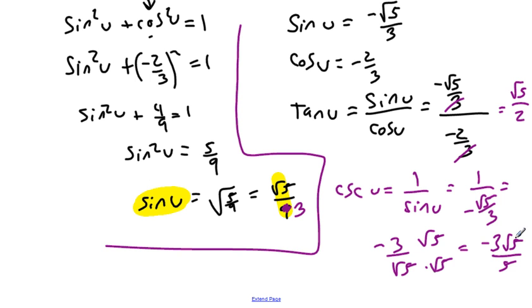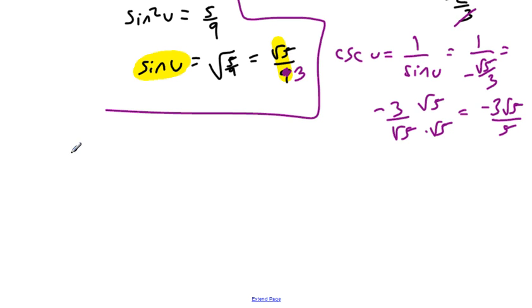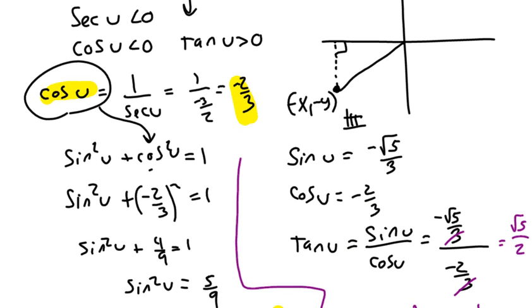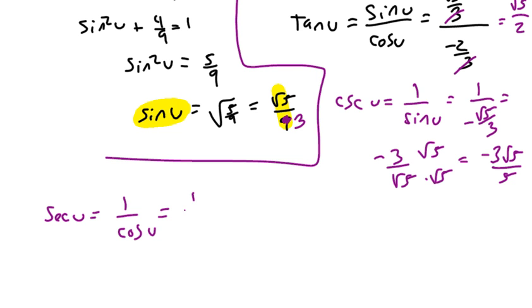And as you can see, this is a very lengthy problem. All right, let's keep going on here. We have to find 2 more trig functions. What's next? Secant of u. Secant of u is 1 over cosine of u, which is going to be equal to, what was our cosine again? Cosine was negative 2/3. 1 over negative 2/3 is the same thing as negative 3/2.